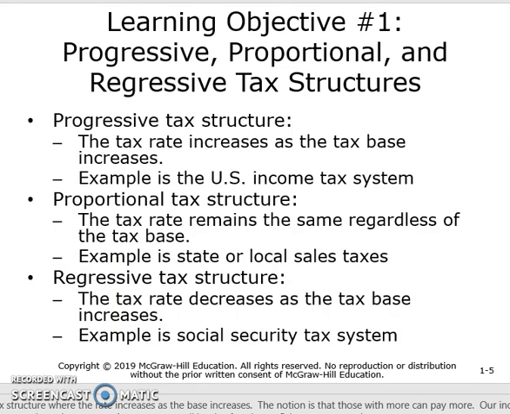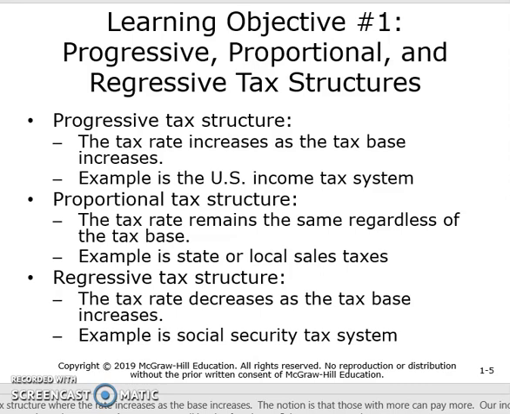So there are three different types of tax structures. We're going to start first with the progressive tax structure. In this structure, the tax rate increases as the tax base increases. An example of this is the U.S. income tax system.